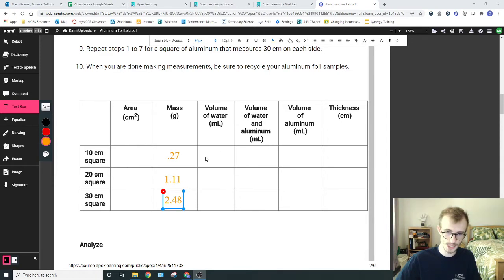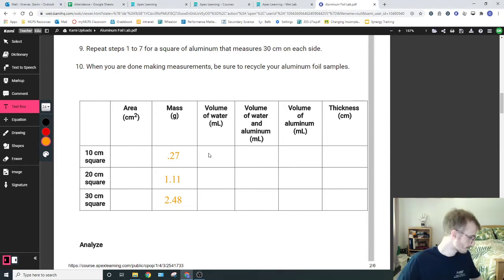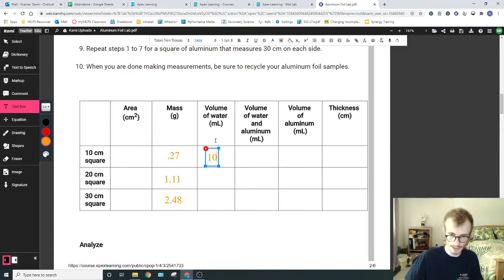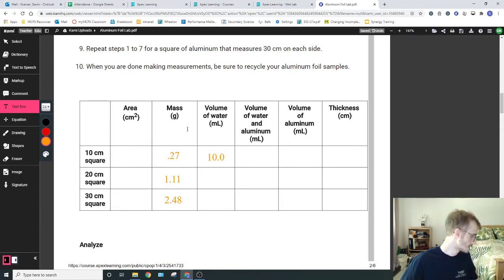Okay, so here is my data table. These are the masses that I measured. The volume of the water is measured in this graduated cylinder. I used a pipette to get this to exactly 10.0 milliliters, which you won't be able to see very well, so I'll have to read that for you. We're going to start with just the water and the aluminum for the smallest one.